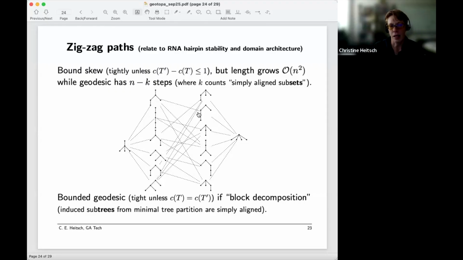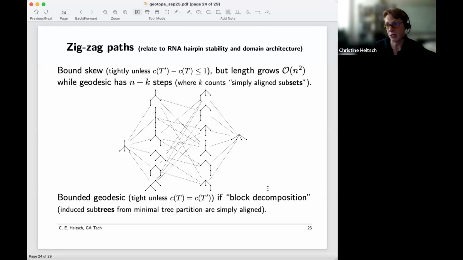Whereas the geodesic has at most k minus 1 steps, where k is just the number of simply aligned subsets. So basically, I can move between the two trees by moving on the aligned subsets in a disjoint way. And the geodesic is tight. I have a bounded geodesic, which is tight unless my trees start off with the same number of odd edges, exactly when, or if, they have a block decomposition, meaning that the induced subtrees are also simply aligned, because in that case they don't interact with each other in any particular way.